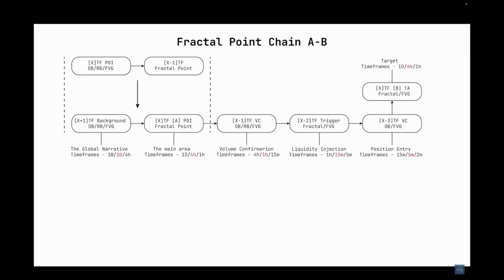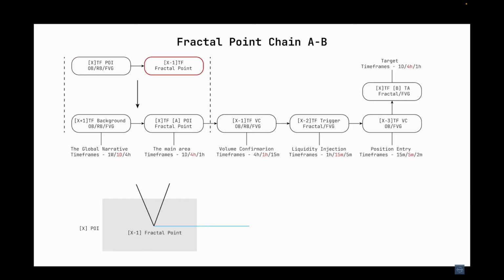And the third and final algorithm you need to know to see more possibilities in the market is called fractal point chain AB. Here everything is slightly different from the beginning. On the high time frame, which is the background for our position, we need to get only one of the volume tools: order block, rejection block, or fair value gap.